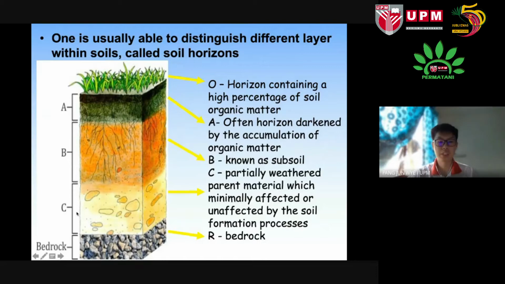So the C horizon is partially weathered parent material, which is not fully weathered. It is only half. And then the last horizon is bedrock, where at the bottom of the soil there will be a lot of pebbles or bedrock. That is why we call it bedrock.